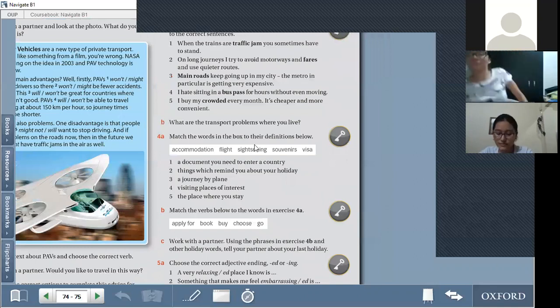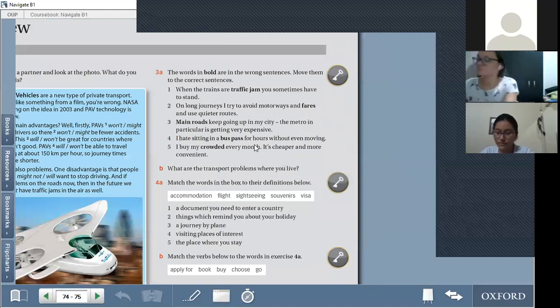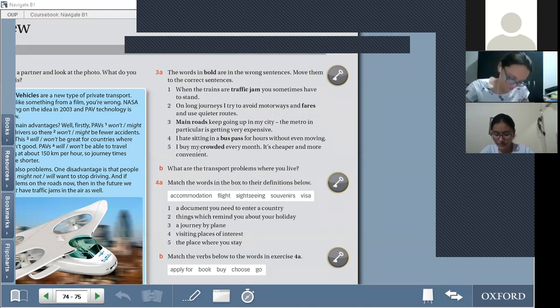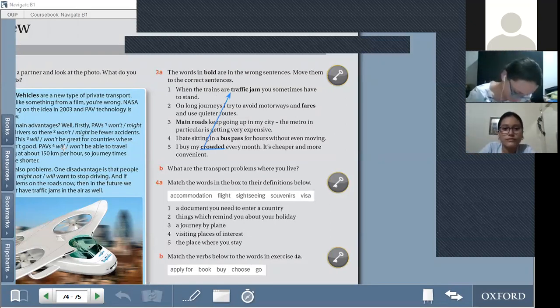All right, so exercise number 3 is pretty simple. The words in bold are in the wrong sentences. Move them to the correct sentences. I'm going to help you with exercise number 1 and 5, in order for you to better understand it. Exercise number 5 is using a word, crowded, that I need to use in exercise number 1. When the trains are crowded, you sometimes have to stand. Do you understand what you have to do? Okay, now it's your turn. I'm going to clear all my drawings and it's your time to switch those words that are currently used.